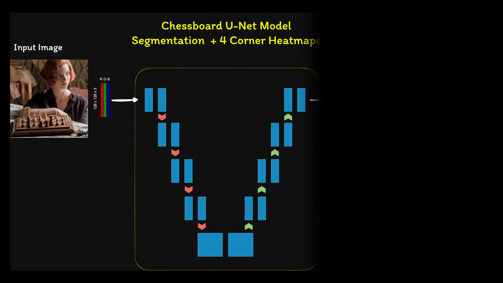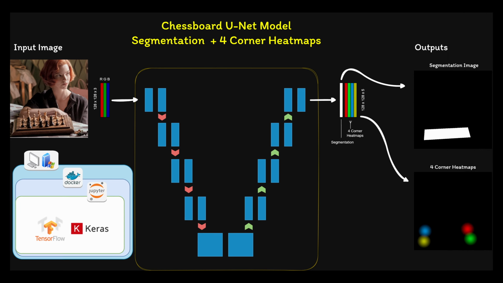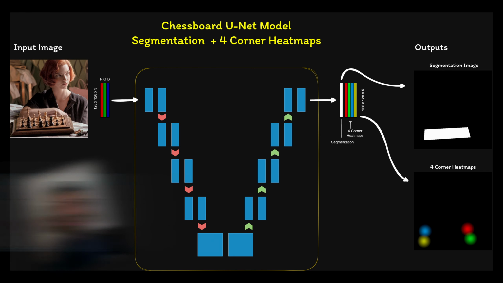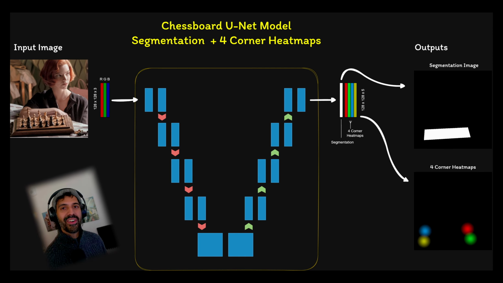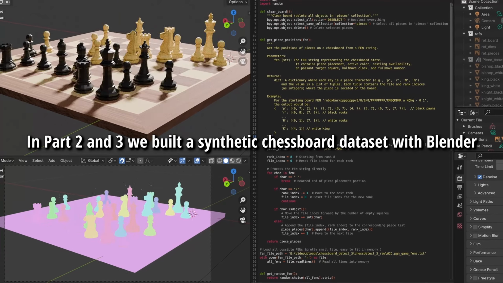Okay, so here's the U-Net architecture from earlier that I put together. Similar to previous videos, I used a Python notebook on my computer using the TensorFlow Keras libraries. I need to build and take apart things myself to understand how they work. I find it quite fun and rewarding. I trained the model using the synthetic chessboard dataset from the last video.